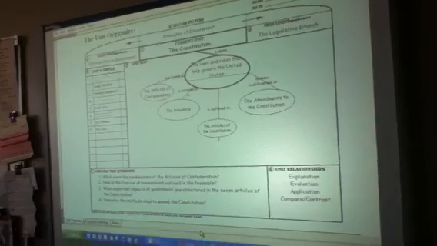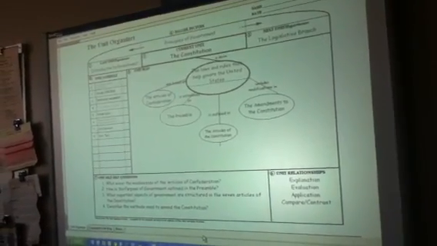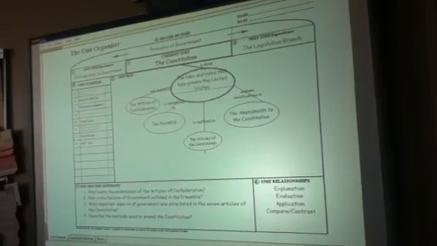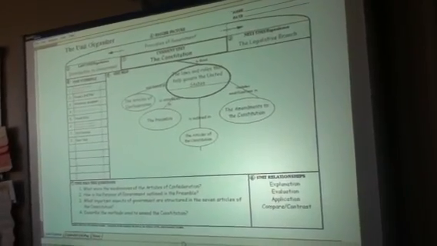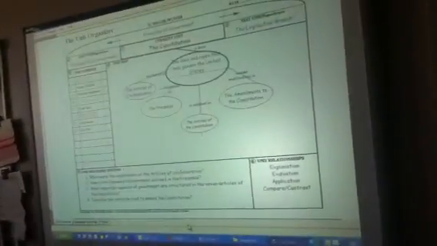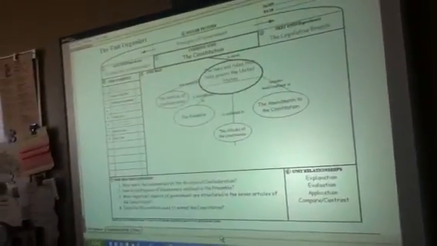Where we'll go with these in our unit relationships, box number 6, when you fill this out, we'll be looking at explanations, evaluations, applications. You guys will be working with this document. Not just the unit organizer, but the Constitution itself. Remember, it's a living document. And we'll be doing some comparing and contrasting.